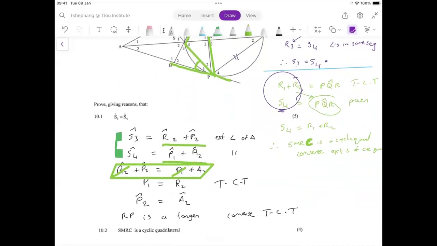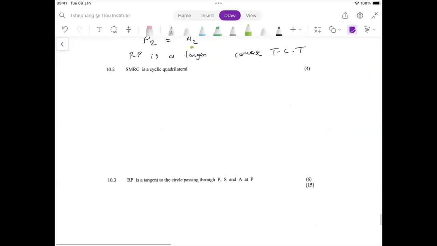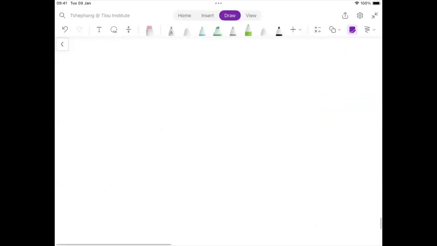Now, we're left with P2 being equal to A2. Then we can conclude that RP is a tangent because of the converse tan chord theorem. Right, and that brings us to the end of the paper because we proved that RP is a tangent to the circle. There we have it, 150 marks for this paper.